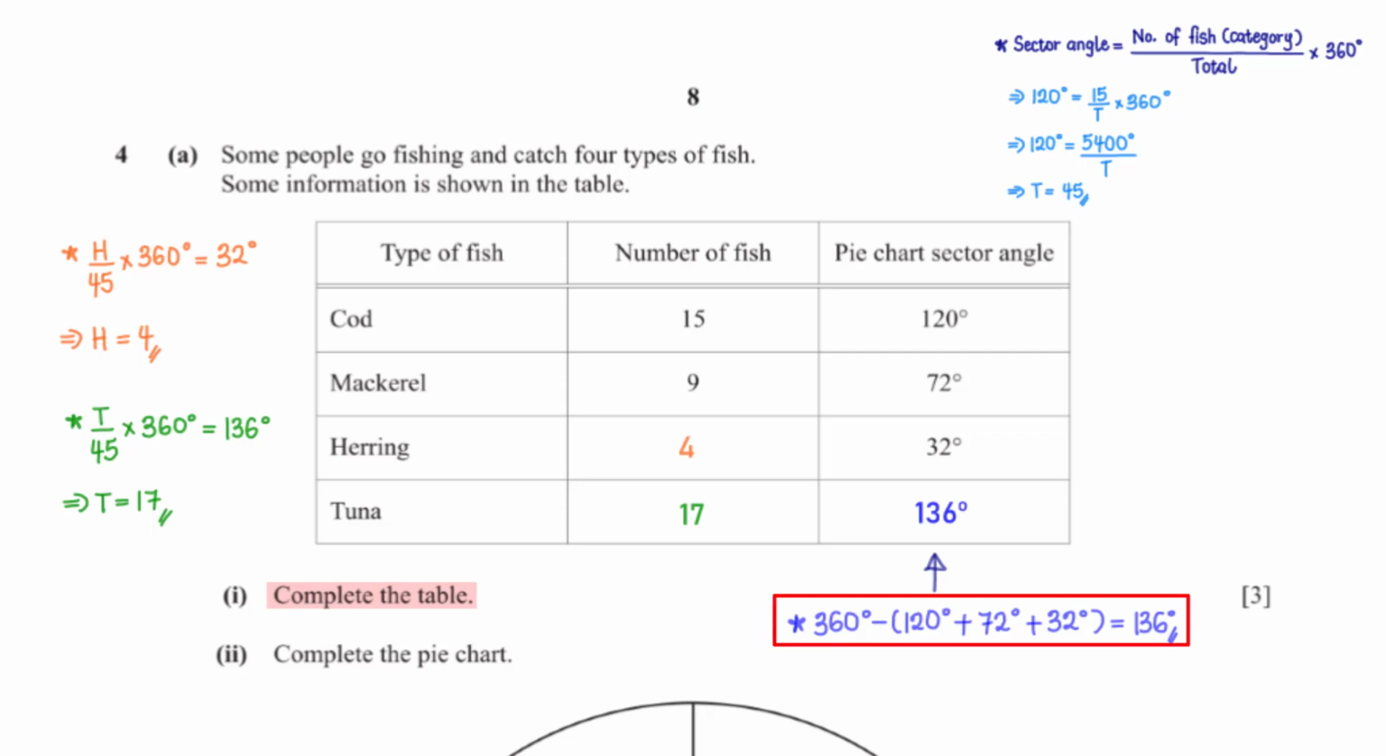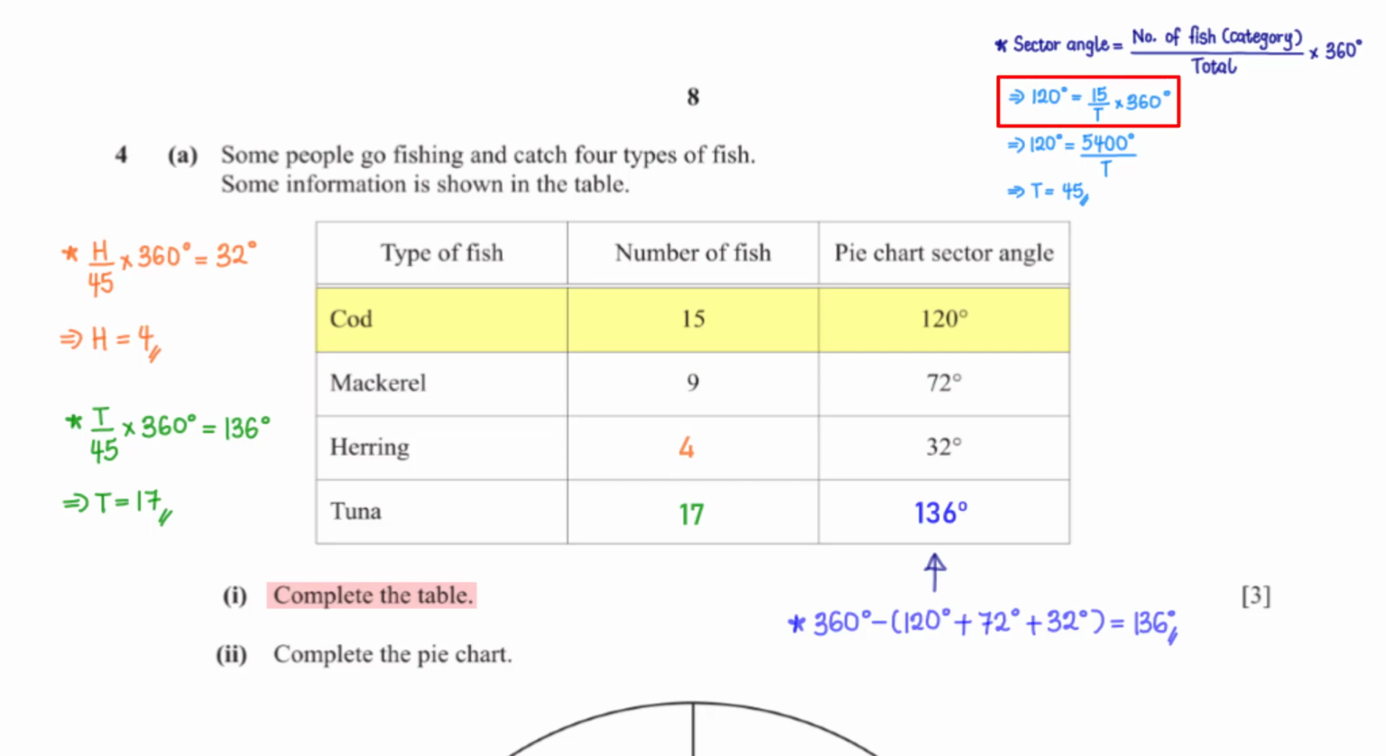To get the sector angle for tuna, we subtract the sum of 120 degrees, 72 degrees, and 32 degrees from 360 degrees. This gives us 136 degrees. Before we get the number of herrings in tuna, let's find the total number of fish. We can use any of these sets to arrive at this value. Let's go with this set.